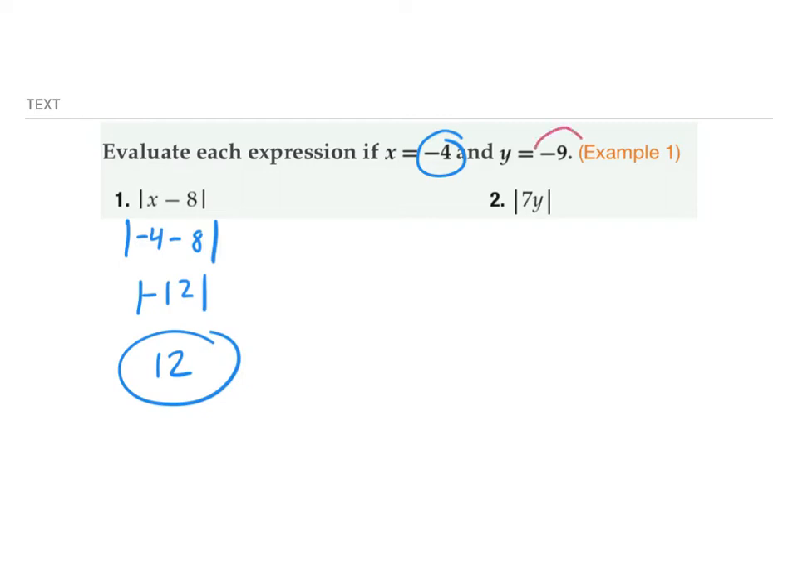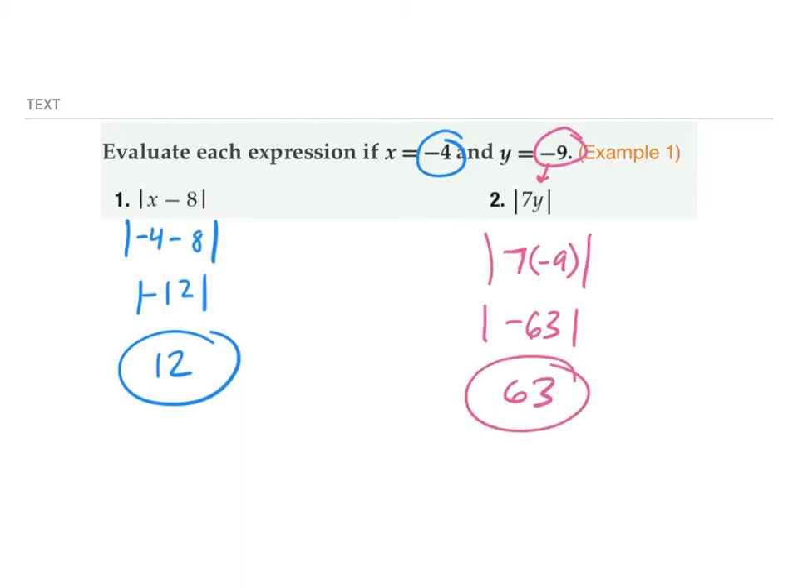All right, for number 2, we take -9 and plug it in for y. So we have 7 times -9, and we need to take the absolute value of that. What is 7 times -9? -63. Awesome. What's the absolute value of -63? 63. Any questions?